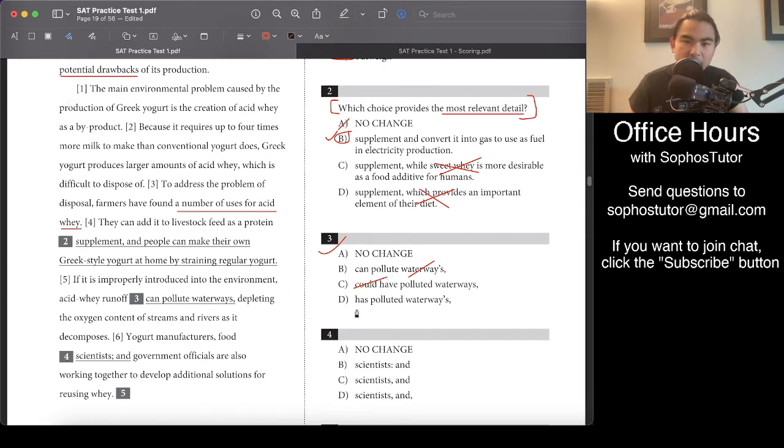Lastly, we have has polluted waterways's. We've already said waterways's is wrong, so it doesn't matter about the verb. That's wrong too. So we get A.